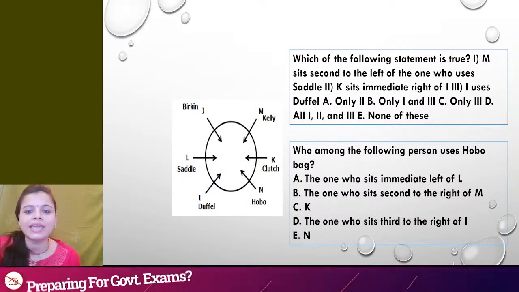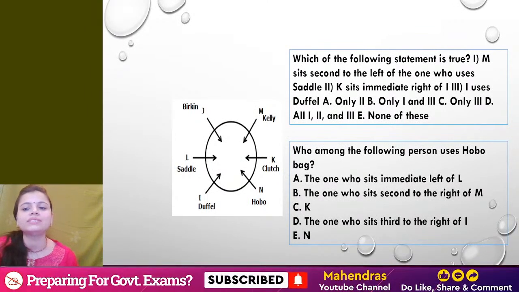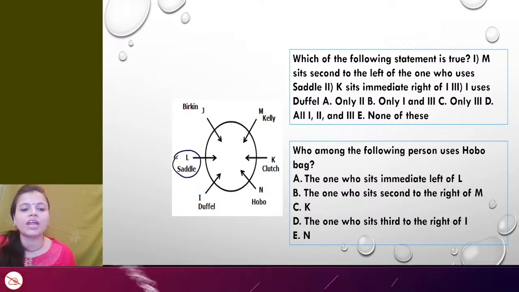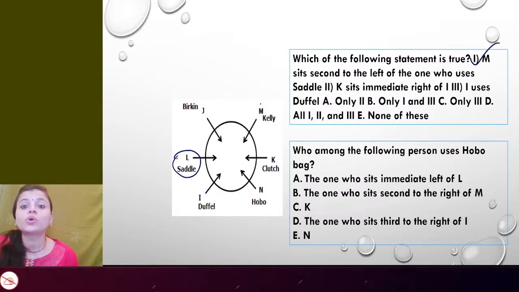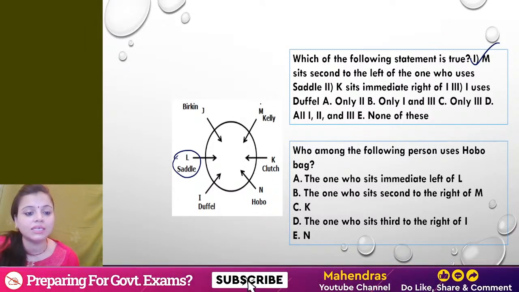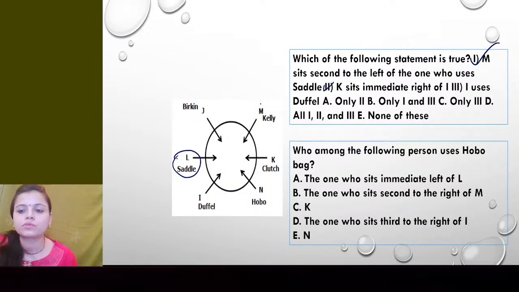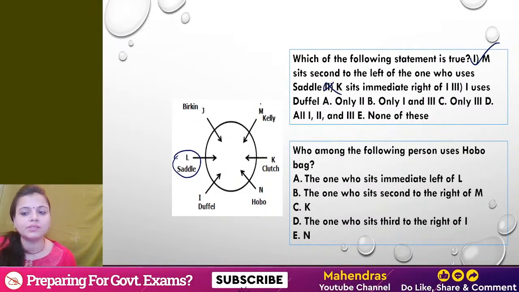M sits second to the left of the one who uses saddle. Yes, M is second left of the person who uses saddle. So the first one is right. K sits immediate right of I? No. I uses duffel. Yes. So the answer is 1 and 3.